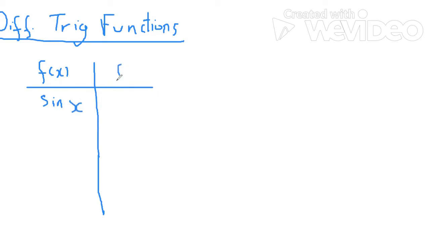Yes, sir. Alright, so on the right hand side we have f prime, and f prime would represent what will happen when we differentiate these trig functions. So anytime we differentiate sine, we get cos. When we differentiate cos, or cosine, we get negative sine x.